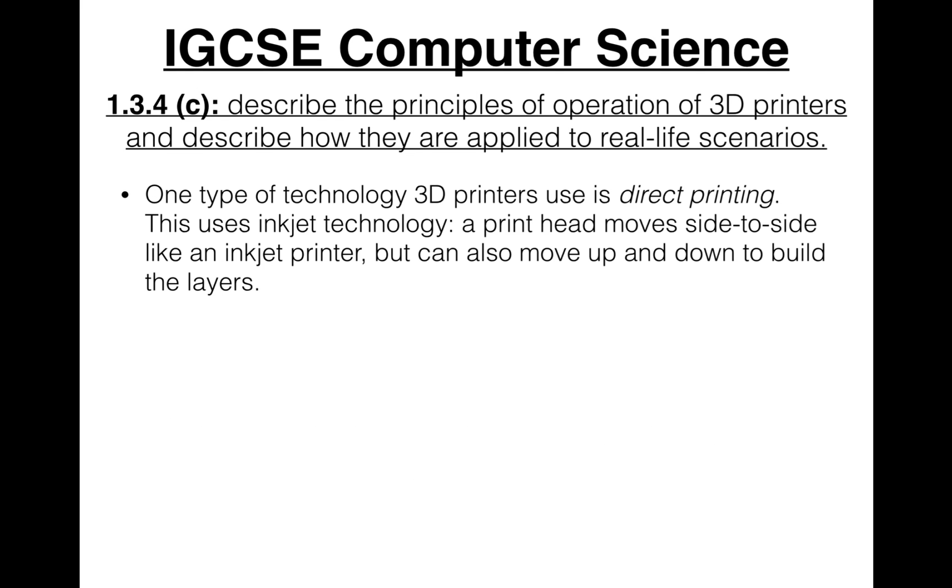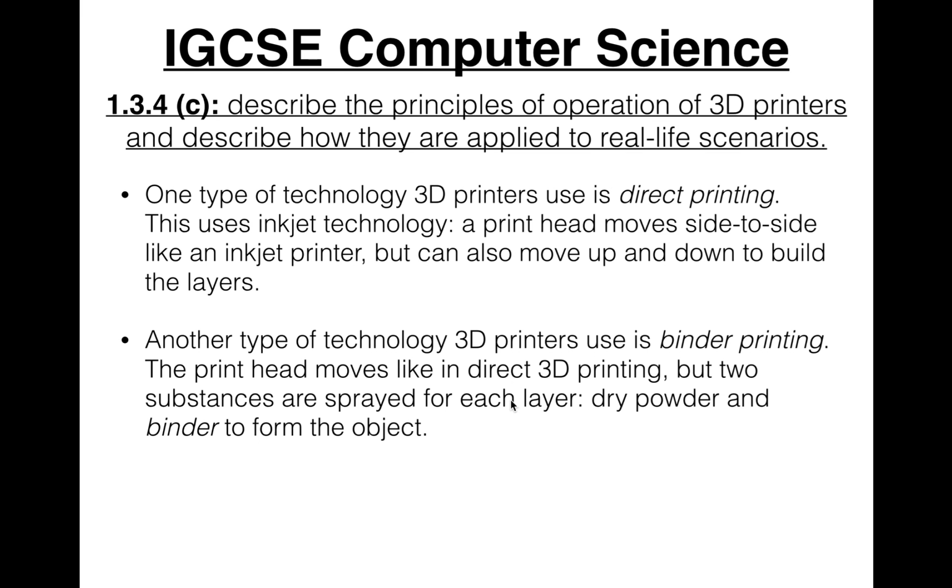So then there are types of technology which 3D printers use. One type is direct printing. This uses inkjet technology. So a printhead moves side to side like an inkjet printer, but can also move up and down to build the layers. So you can imagine a printhead which can move in XYZ coordinates as opposed to only X coordinates like 2D inkjet printers. Inkjet printheads can only move left and right, side to side. 3D printers can move up, down, left, right, whatever.